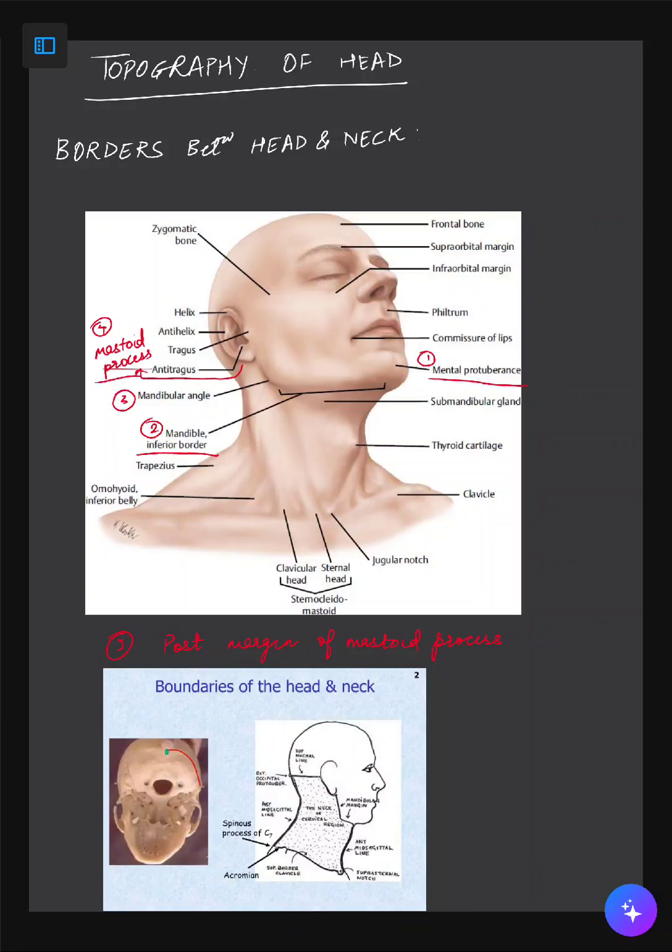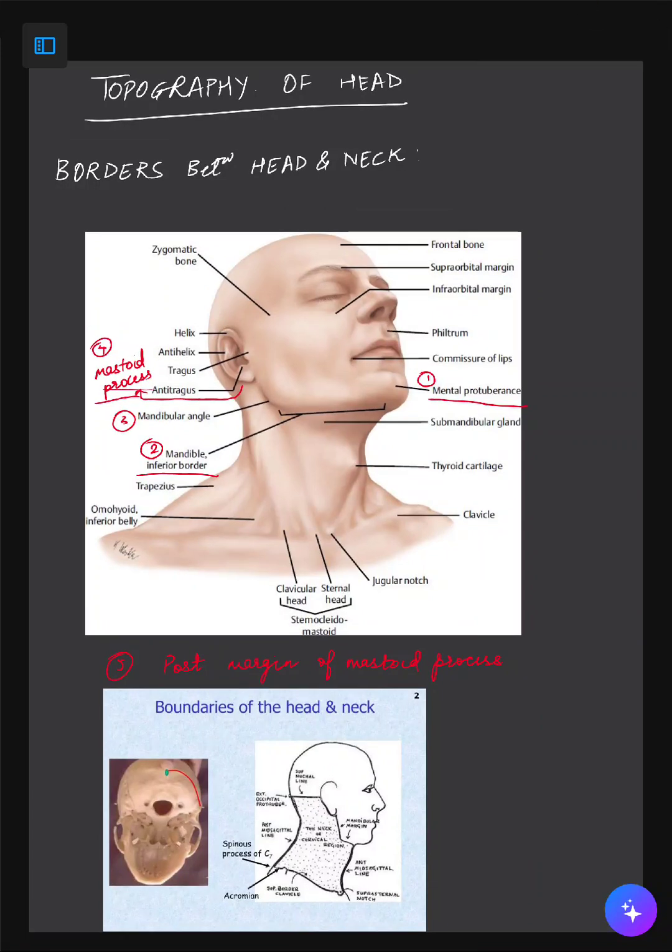You can see in this structure, the boundaries of the head and neck. This is the superior nuchal line. And next is the external occipital protuberance. This is the external occipital protuberance. So these are the borders between the head and neck.